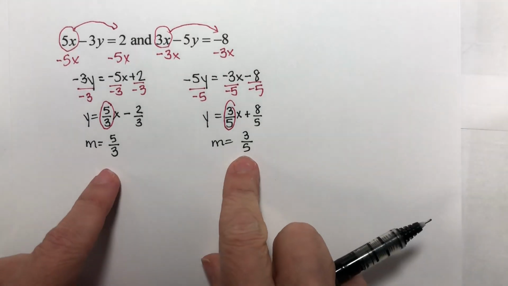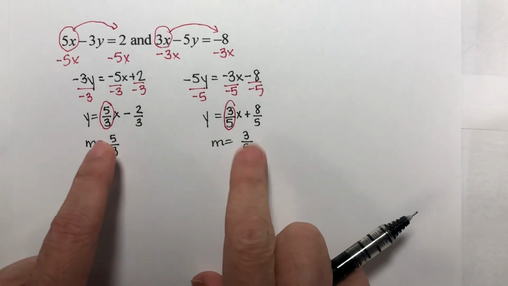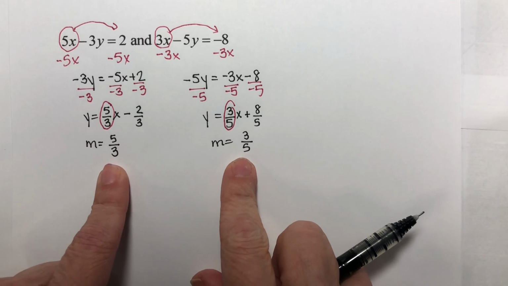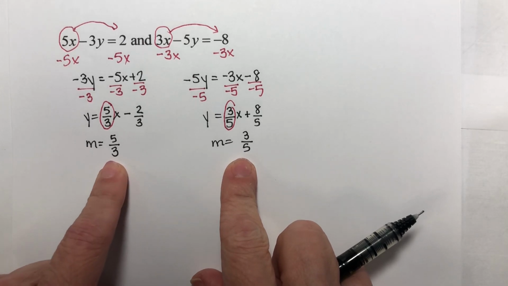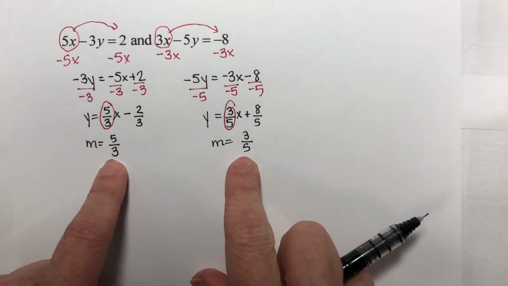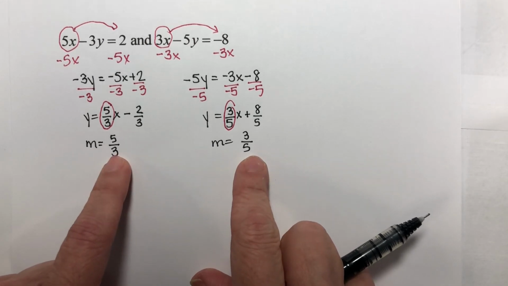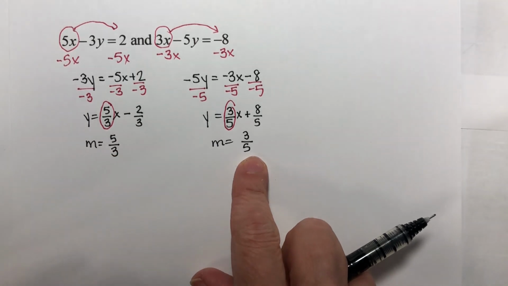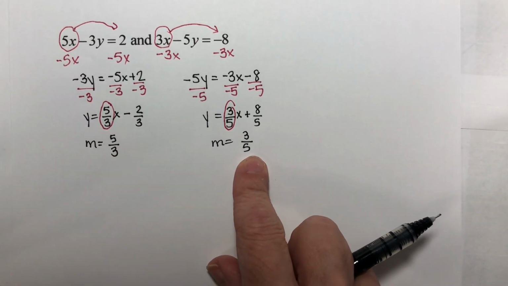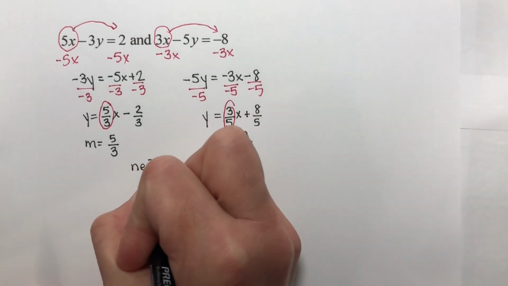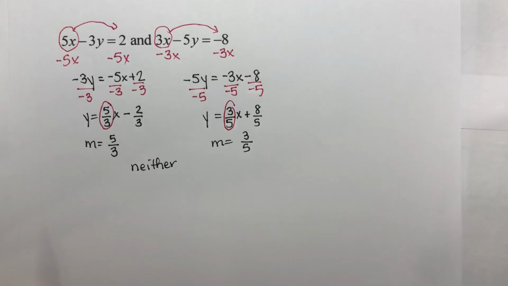Okay, so now let's compare these. For these two lines to be parallel, I need to have exactly the same slope, and I don't. So it's not parallel. To be perpendicular, I need reciprocals, and they are reciprocals, but I also need to have opposite signs, and both of these are positives. So these two lines, they're not parallel, they're not perpendicular, these are neither. And remember, that means that they cross, but they do not cross in a right angle.